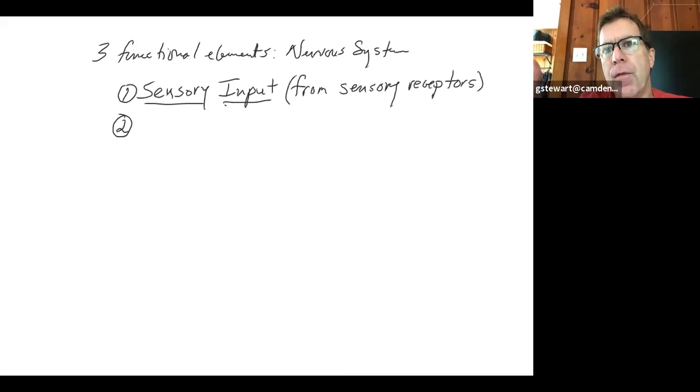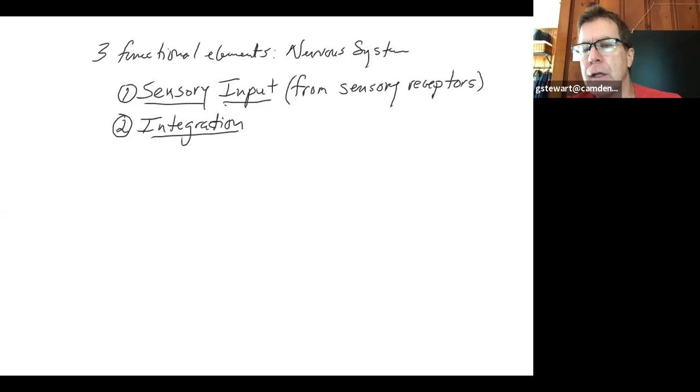Then, actually, the central nervous system is what we call the integration center. So I'm just going to write integration because your book uses that. That's a T, by the way. It uses the word integration a lot. So this is just the processing of number 1, sensory information.